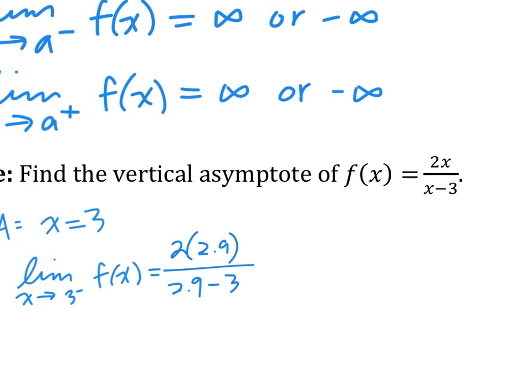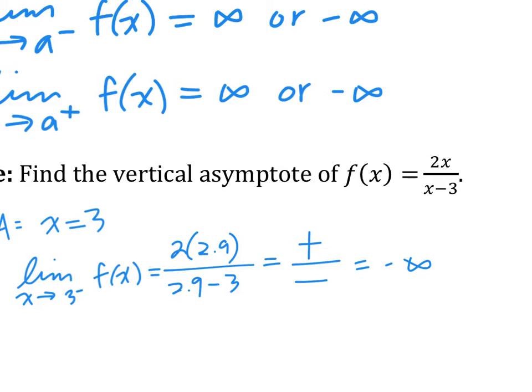Don't try to calculate the actual number. It doesn't matter, because you know it's going to be an asymptote. It's going to be infinity. All you care about is whether it is positive or negative. So 2 times 2.9 doesn't matter, positive. 2.9 minus 3, negative. So that is negative infinity. That's all you need to care about.